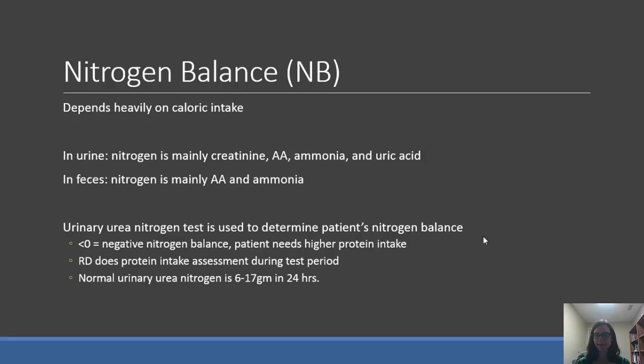So nitrogen balance depends heavily on caloric intake. An individual who's fasting is going to lose a lot of nitrogen, whereas individuals who consume a high-protein diet are going to excrete more nitrogen. In urine, the nitrogen is mainly in the form of creatinine, amino acids, ammonia, and uric acid, whereas in the feces, it's mainly in the form of amino acids and ammonia. Urinary urea nitrogen tests are used to determine a patient's nitrogen balance. If they have a negative nitrogen balance, that really indicates that the patient needs to consume more dietary protein.